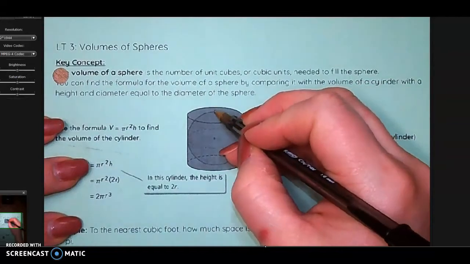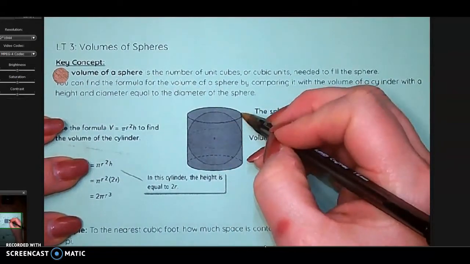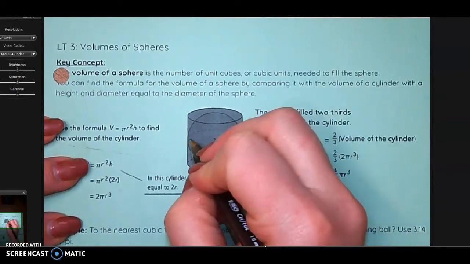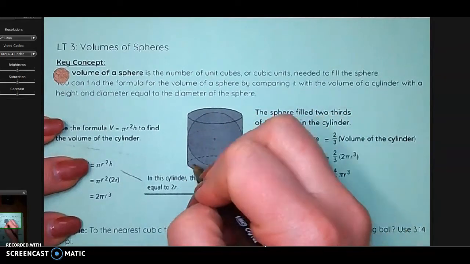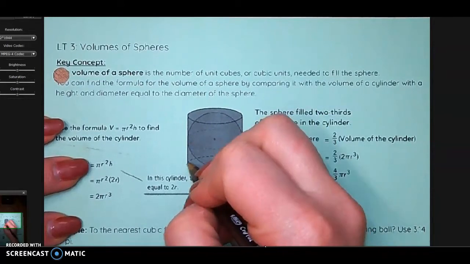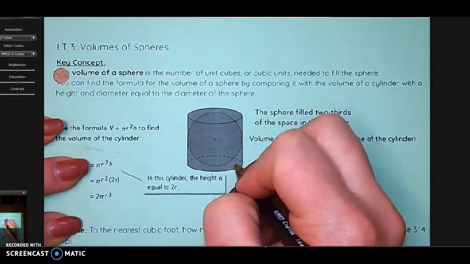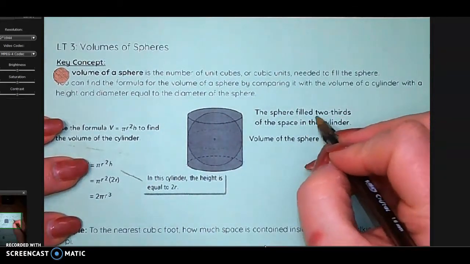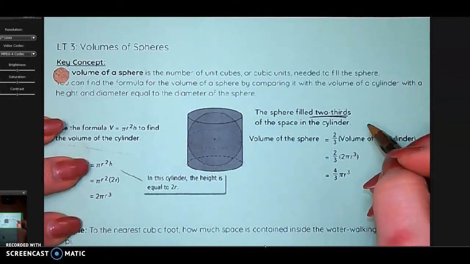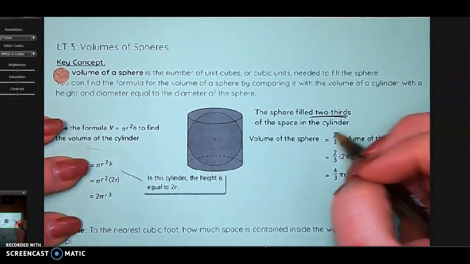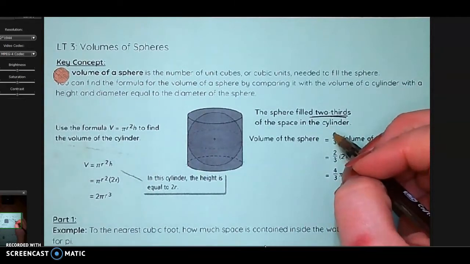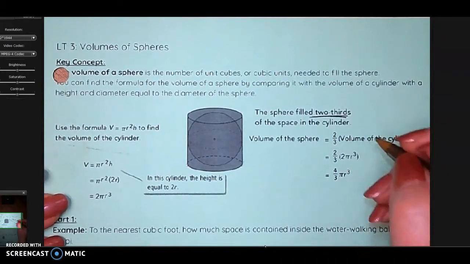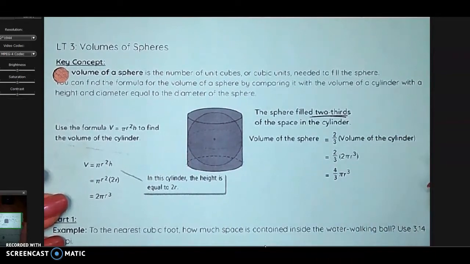So you notice the height of my sphere is going to be the same as the height of my cylinder, and the diameter of my sphere is going to be the same as the diameter of the base of my cylinder. So the sphere fills 2/3 of the space of the cylinder. When we did cones, it filled 1/3 of that space. When we have a sphere, it fills 2/3 of the space.